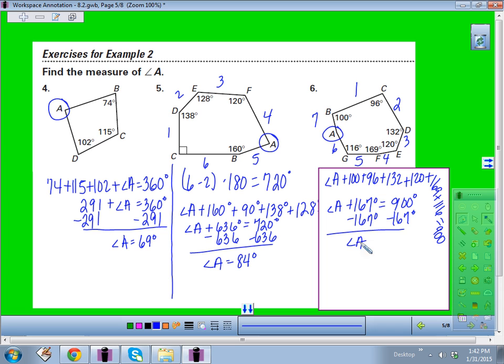And we get that angle A should be 167 degrees, an obtuse angle, and that is almost close to a line. The measure of a line is 180, you can see that's barely just a little angle there for angle A. So that makes sense.